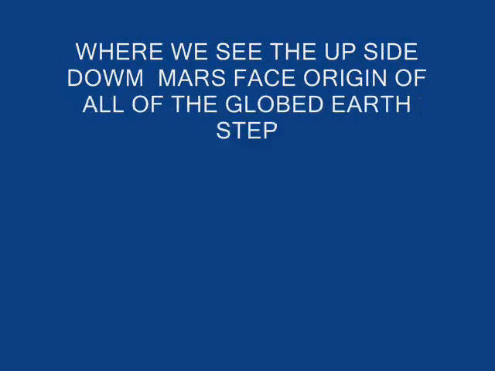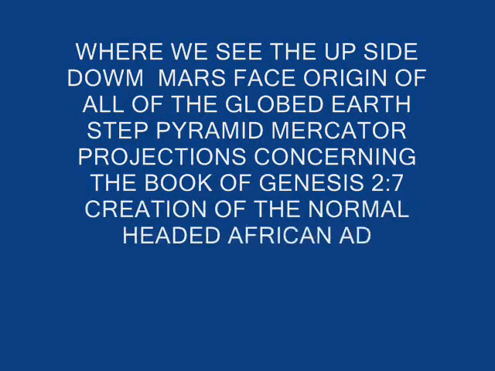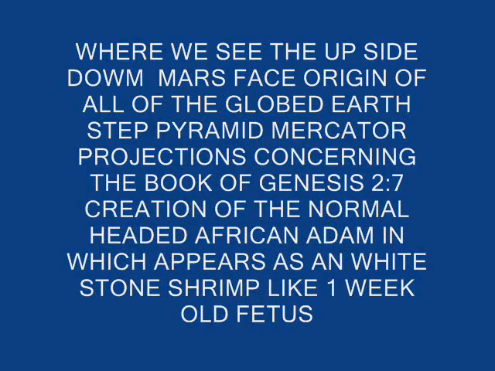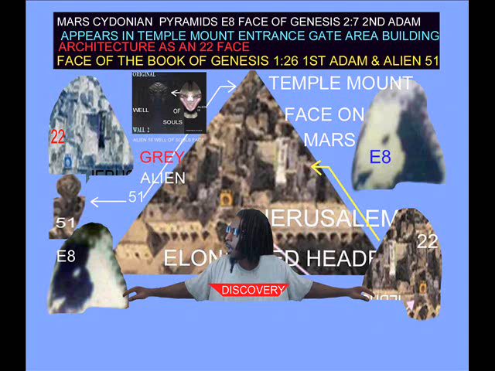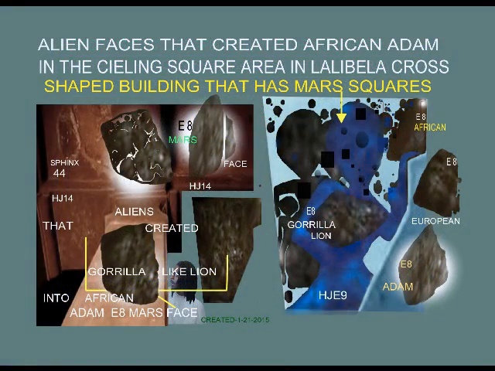Now when we look at the 41.2 degrees north stone face on Mars, we will immediately be looking at an embryonic stone structure. It looked like a white shrimp, a mountain-sized shrimp, and that's what a fetus looks like within the embryo of a woman back here on Earth. So when we look at African Adam connected to the Mars face, we're looking at the embryonic origin of humanity. Now when we compare the E8 Mars face in the ceiling post area in Lalibela's cross-shaped building structure to the stone face of Cydonia, we immediately see the origins of African Adam.